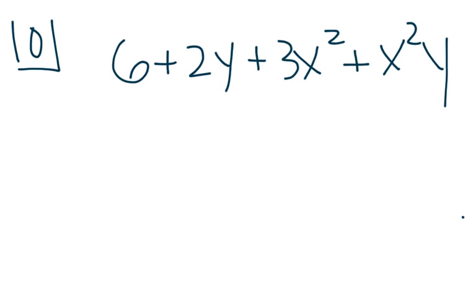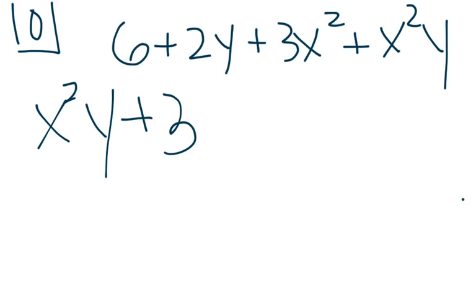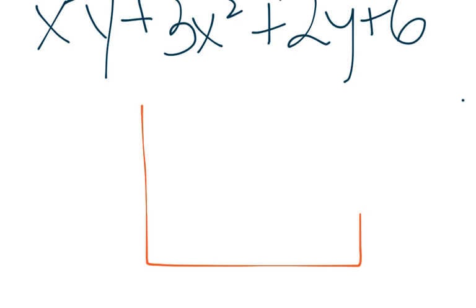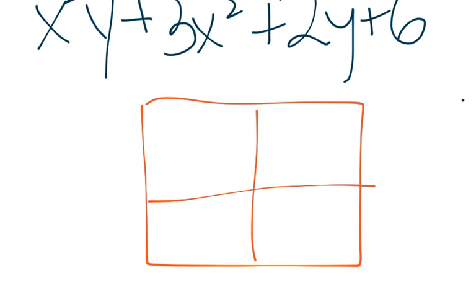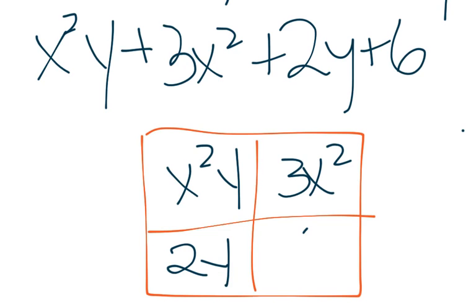So once again, we have our four terms, but first we want to put it in standard format from biggest exponent to smallest exponent, which is going to be our constant. It's very important that our constant is always the last one, or else it's not going to work. So we have x squared y plus 3x squared plus 2y plus 6. And now we can make our box. Okay, so we have x squared y, 3x squared, 2y, and 6.